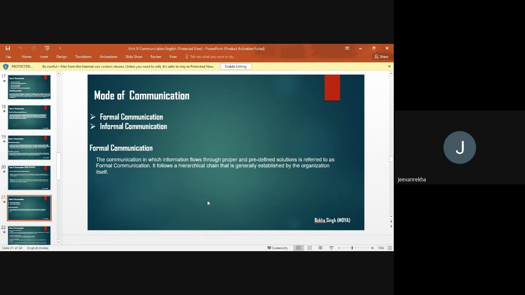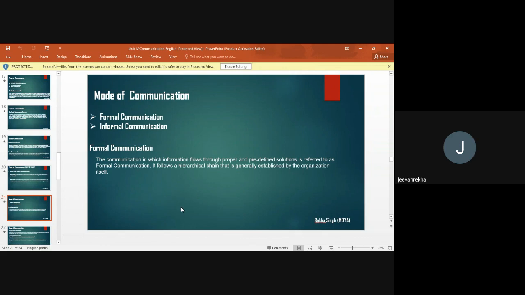There are two types of mode: formal communication and informal communication. Can you hear me, guys? Yes, ma'am. Okay. So there are two modes of communication: formal communication and informal communication. In formal communication, the information flows through a proper and predefined channel. It follows a hierarchical chain that is generally established by the organization itself.